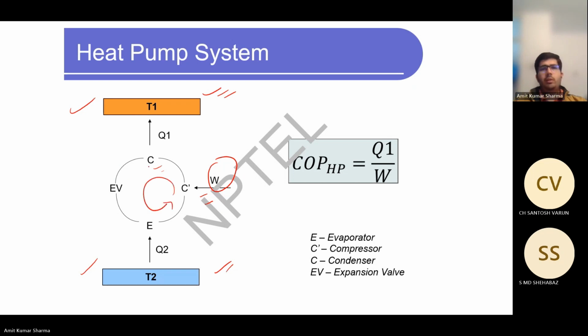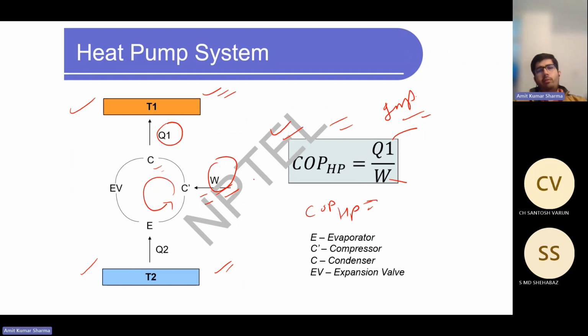So the COP of the heat pump, the desired effect is Q1, and W is the work done to the compressor. We have already covered 3 to 4 numericals based on this very important formula for COP. Also, the COP of a heat pump is always greater than 1, and it will be 1 plus the COP of the refrigerator.